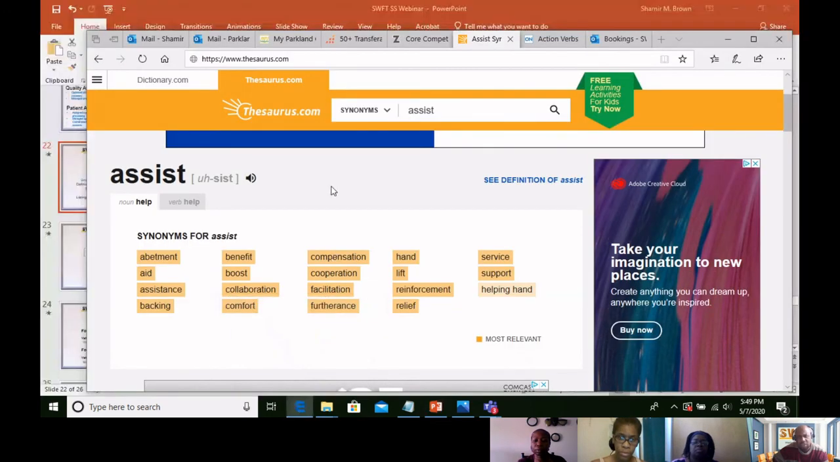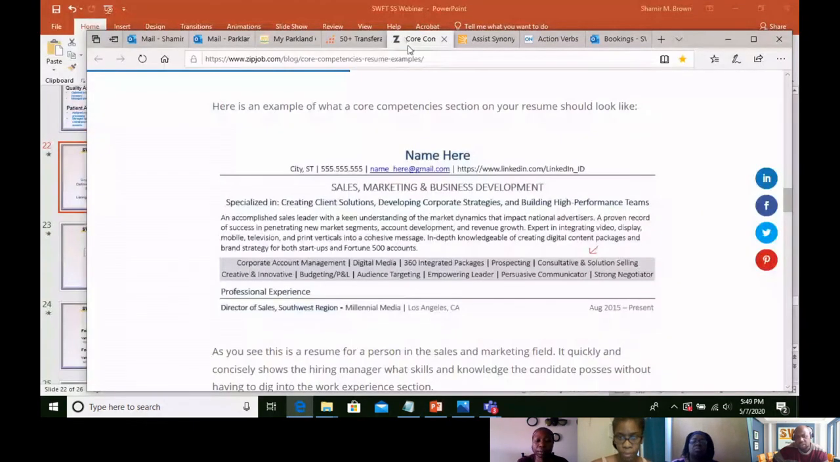Can you all still see my screen? I want to make sure that you all got a chance to look at what core competencies look like on a resume. I don't know if you were seeing it earlier, but I want to be sure. So can you see that now? Yes, I can see it now. Yes. Okay, and that link is in the chat.